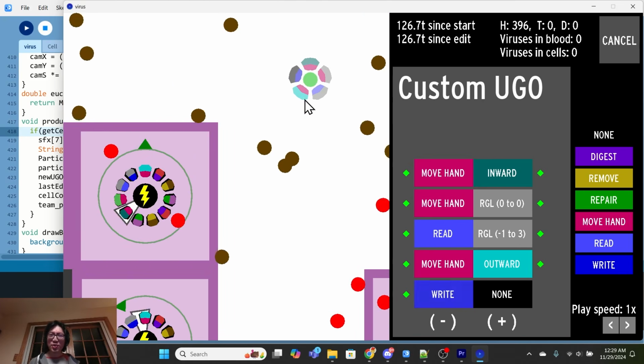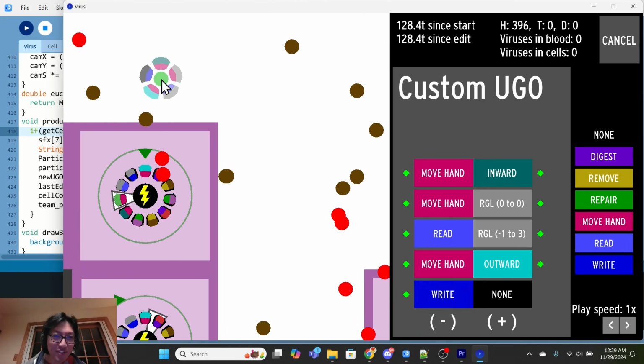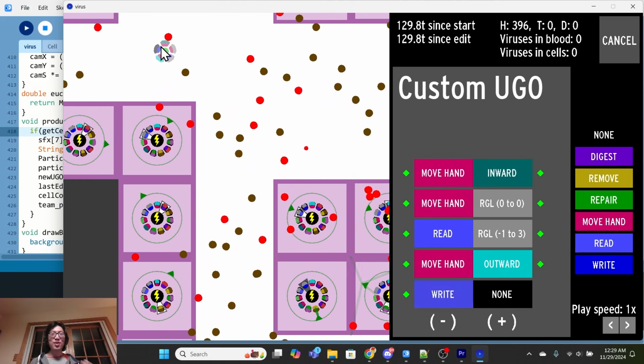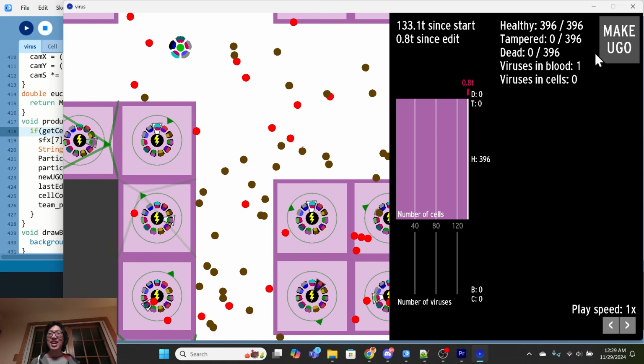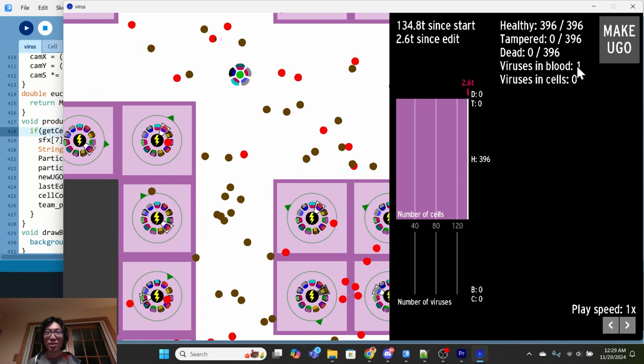And we can see a preview of that virus kind of transparently on the left here. And I can drop this virus into the blood vessel by clicking and dragging, like that. And now the UI says viruses in blood 1.